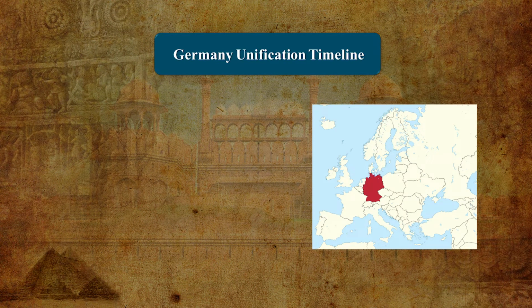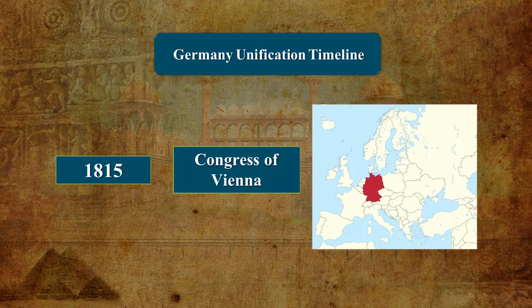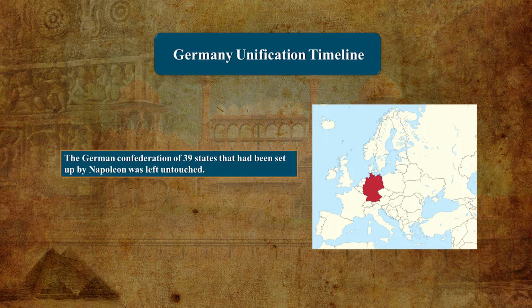If you look at the process of unification of Germany, some of the important events that helped in the unification process start with the Congress of Vienna. As we have already studied in session 1, the Congress of Vienna was established in 1815. Prior to that, Napoleon had created the concept of the 39 Confederacy. Now, this Congress of Vienna did not change that 39 Confederacy of states created by Napoleon. Rather, it left it untouched.